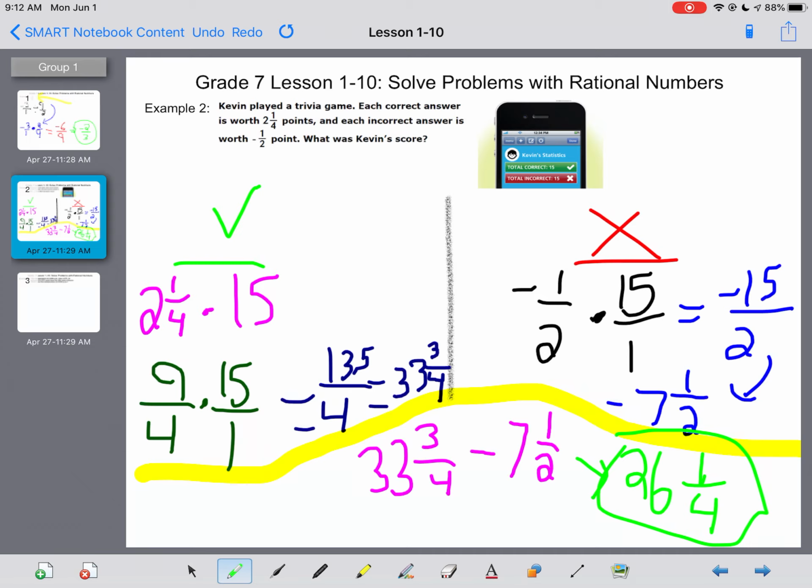Even though you got the same amount of questions right and wrong, they weren't the same amount of points each. The correct answers were worth more points. That's why he received a positive score.